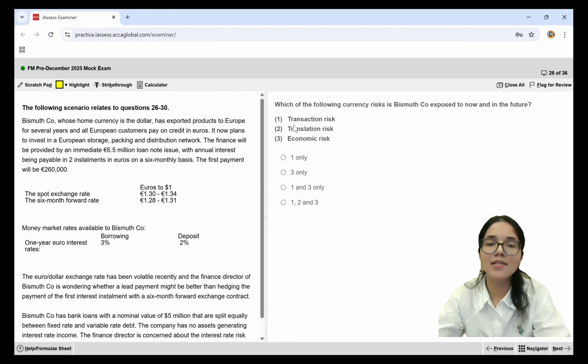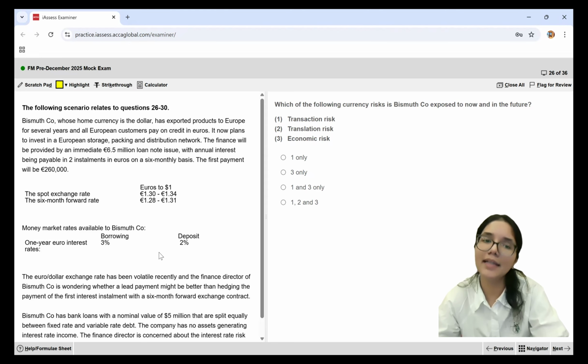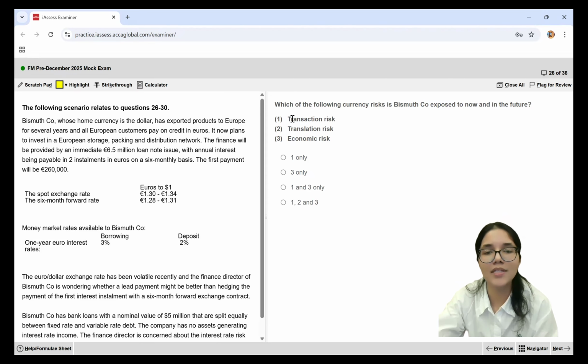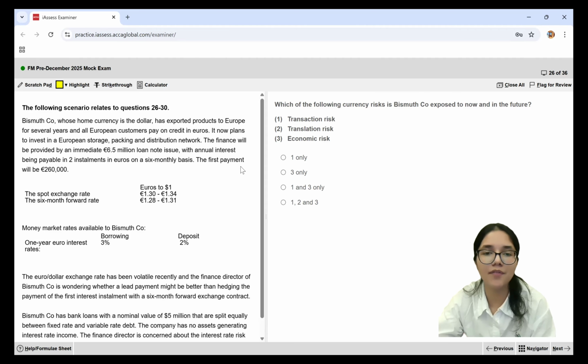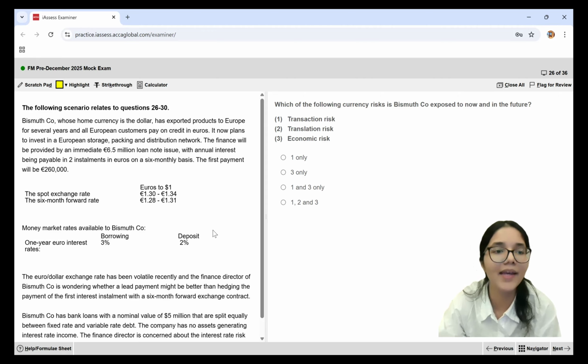Having a look at the question itself, I'm able to see that this pertains to the risk management area of our syllabus, very much commonly tested in the section B of your FM paper. So the question is asking me which of the following currency risks is Bismuth Company exposed to now and in the future. So let's have a look at the case study so that we can find out that out of the three risks, how many of the risks is this company facing.